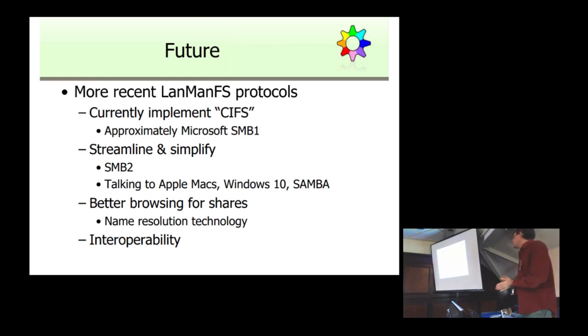So the idea here is to update the dialogue that LAMMANFS knows how to talk to SMB2. Or SMB3, there is a slight revision on that. They're very similar to each other, so it may end up going to SMB3 just because they're so very similar. That will then allow you to mount shares that are on Apple Macs, Windows 10, or anything that runs Samba. So if you have a NAS stored in your under-the-stairs cupboard serving files around your house, that's probably running Linux and it probably runs Samba. So this will allow you to mount those a lot easier.